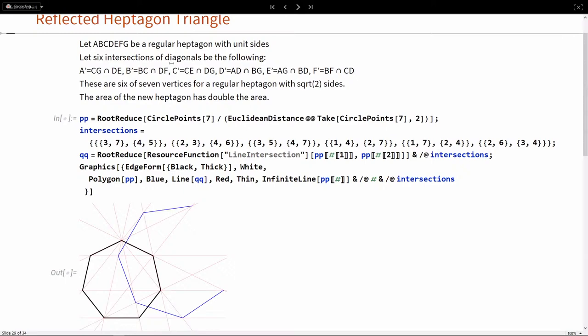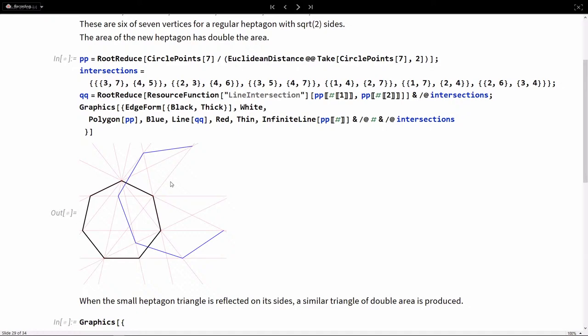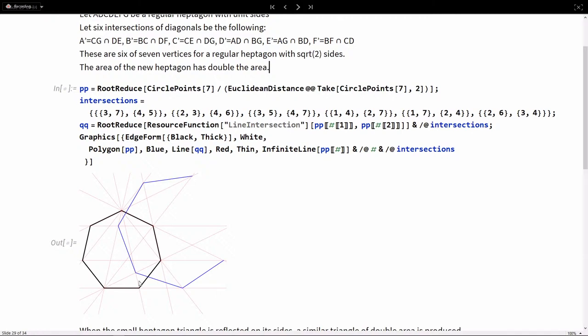A weird property. I mentioned heptagons had weird properties. Here's one of them. Take a heptagon and then make these lines. And I show some of these lines here. It turns out that the intersections of those lines define all but one of the points of another heptagon, which has twice the area of the original heptagon.